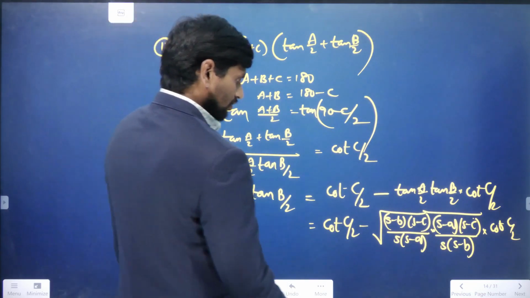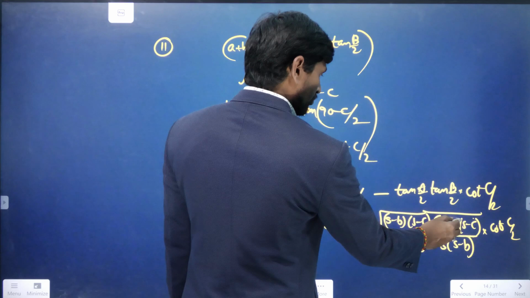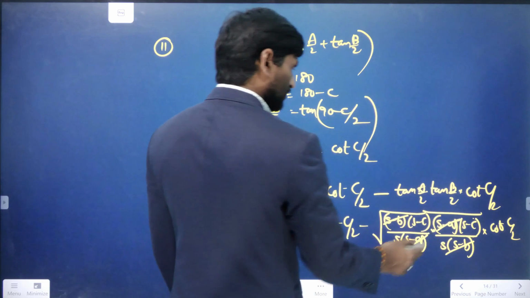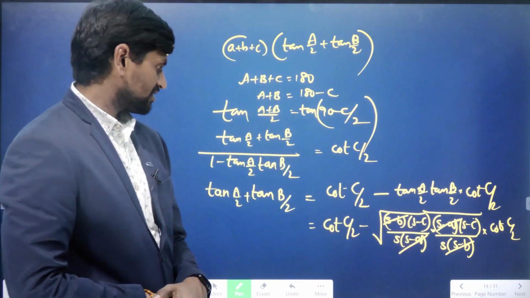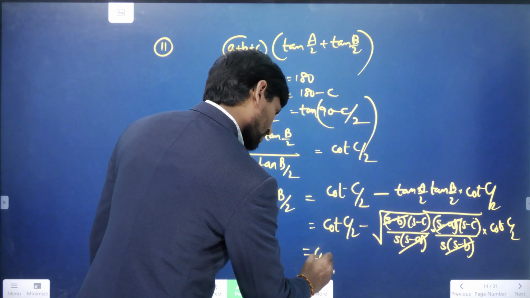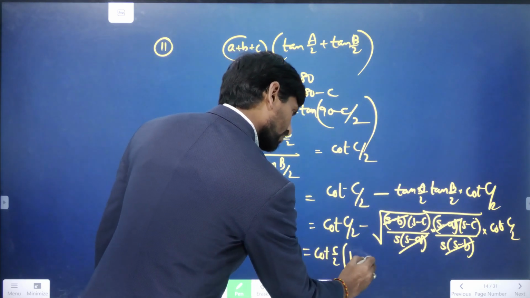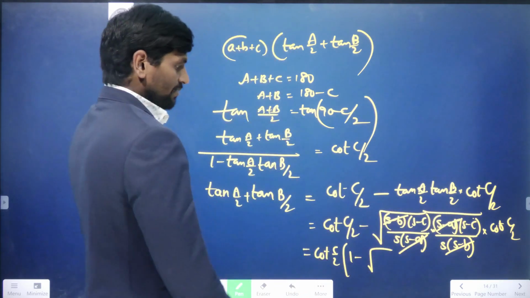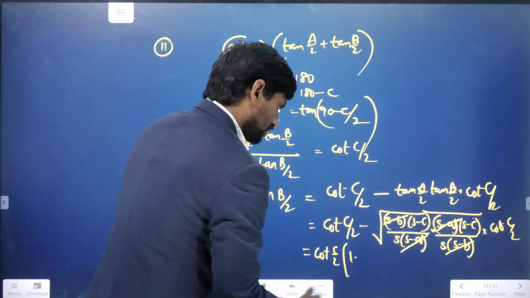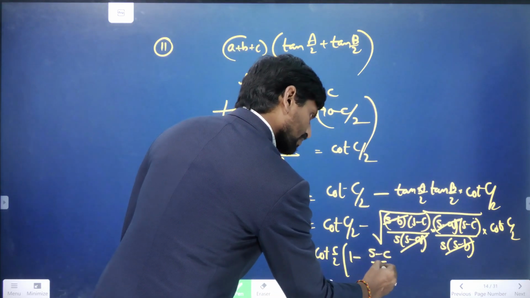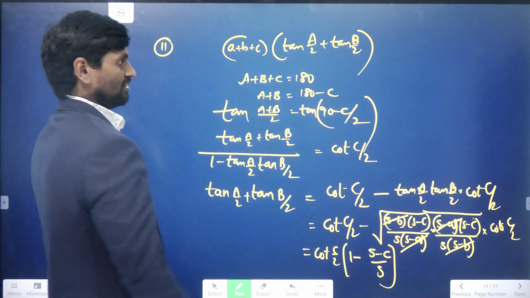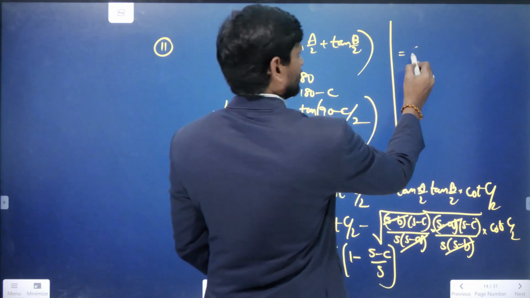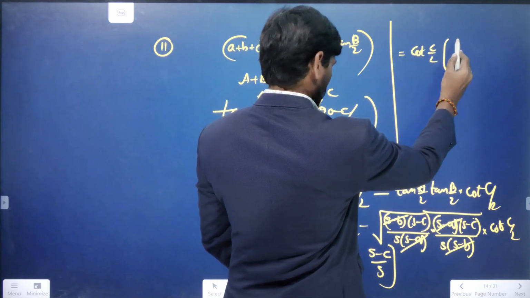Okay. Now denominator S minus A, numerator S minus A cancel, and denominator S minus B, numerator S minus B cancels. That means in the denominator only S into S remains. And here I am taking cot C by 2 common. What is remaining? 1 minus, in the root we will have (S minus C) into (S minus C) by S into S. So while you are applying the root, it will be (S minus C) by S. Okay na?